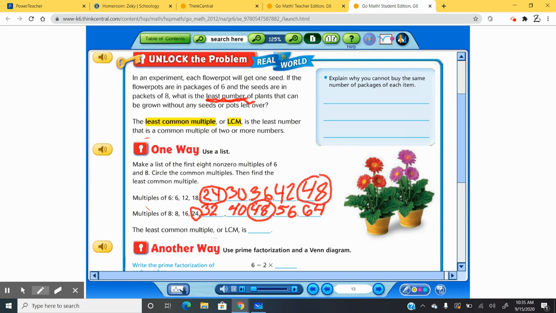And then the word least. Out of the common multiples, we want the smallest one. So I think you all know 24 is our smallest common multiple, and that is what we call our least common multiple. All right, that should be ringing some bells. If not, it will be by the end of this.